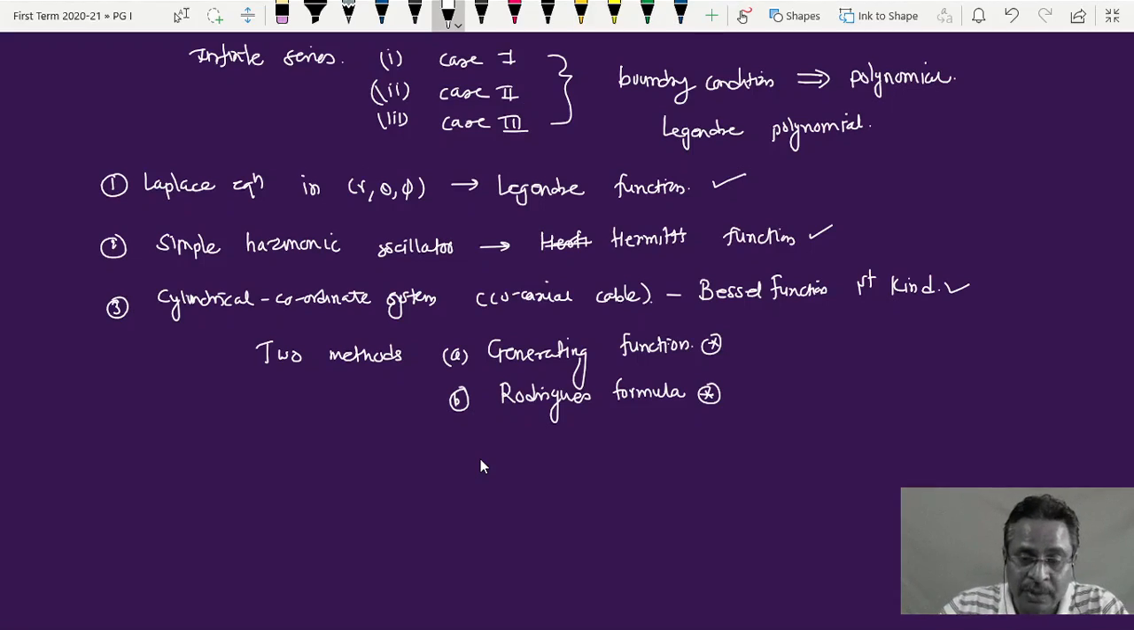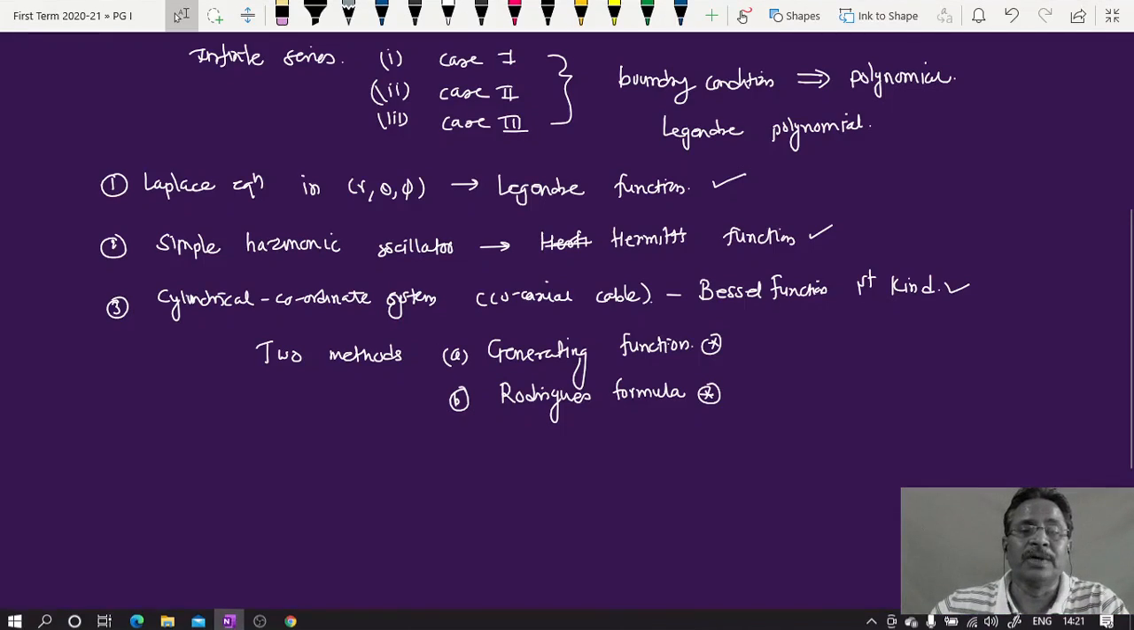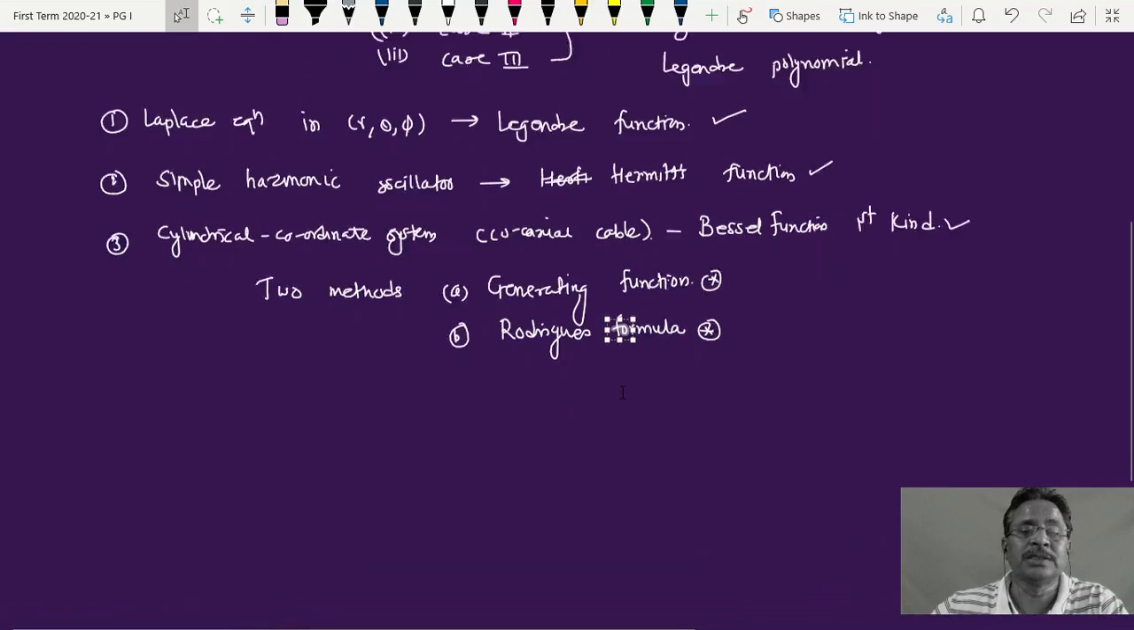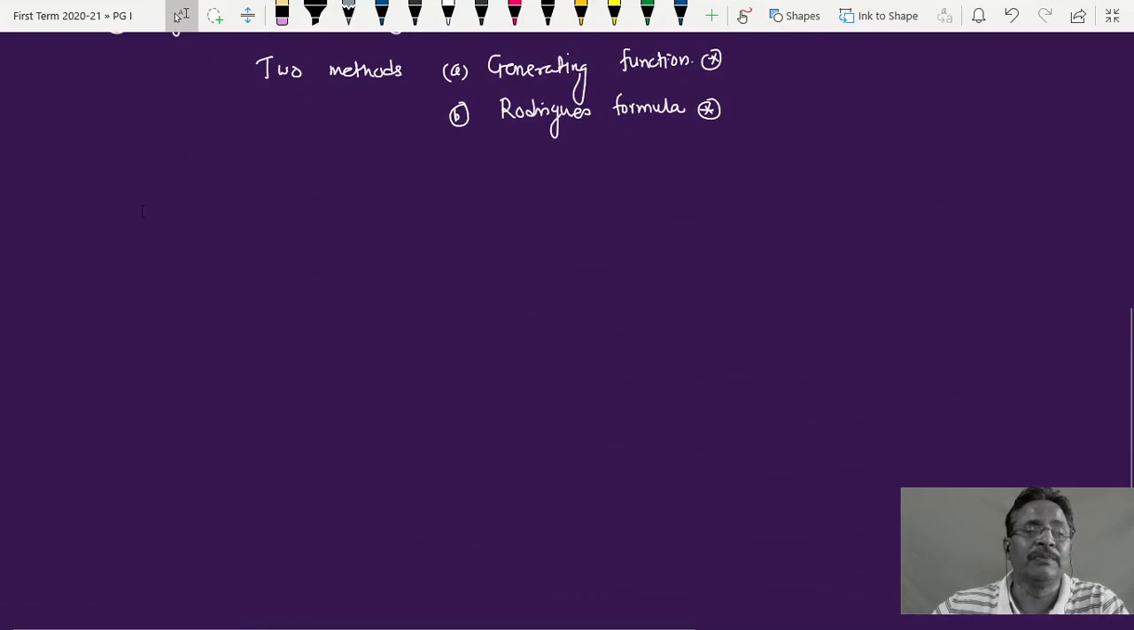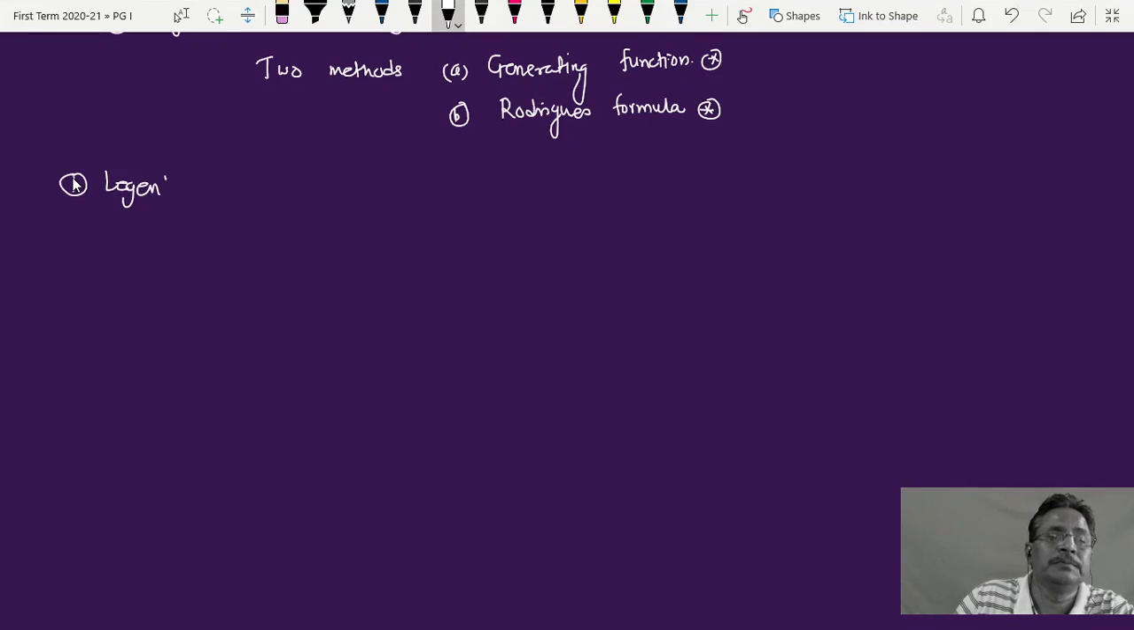So try to understand, every such special function can be obtained in three different ways. Three different methodologies are available for obtaining these special functions, and therefore the first function we are going to discuss today is the next title, the generating function for Legendre polynomial. So let's go for the first, the Legendre polynomial.